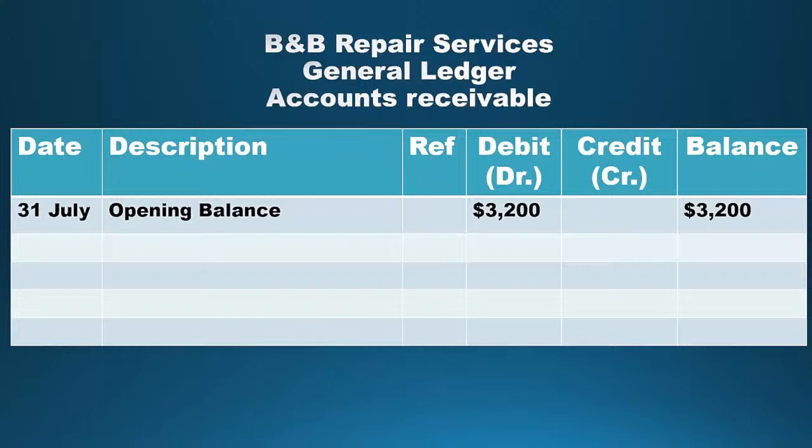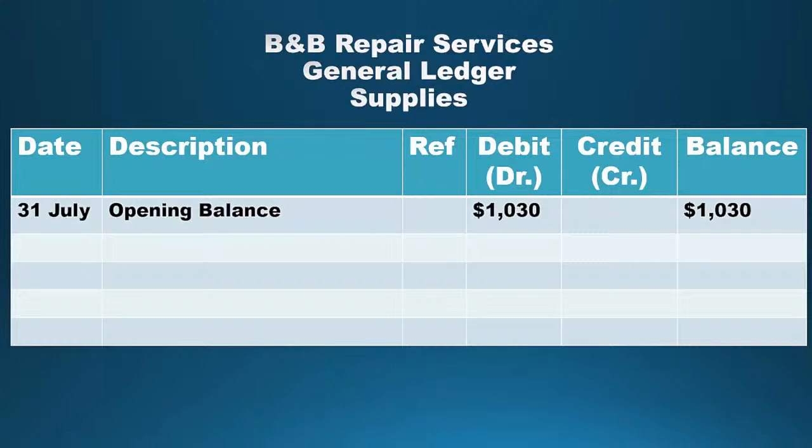2. Accounts receivable. Accounts receivable represents the money owed to the business by customers who haven't paid yet. As of July 31st, the company has $3,200 in accounts receivable. This is also an asset account, so the opening balance goes on the debit side of the ledger.